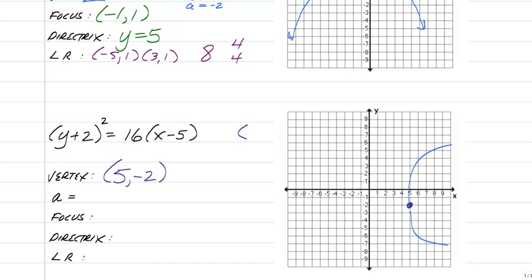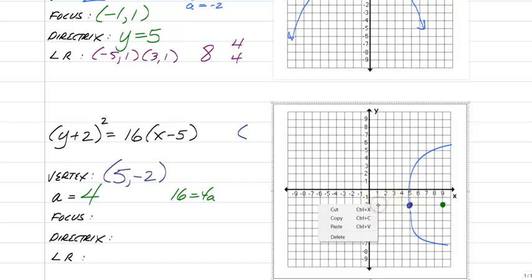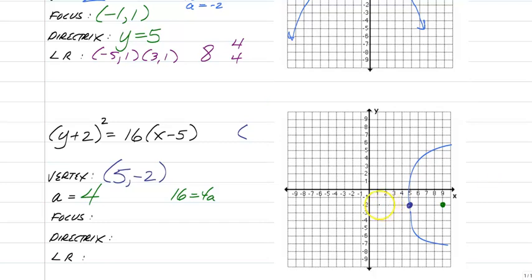Let's go find our a value. 16 is equal to 4a, so when we divide by 4, we know that a is equal to 4. Remember, a is a distance. We don't need to put a positive or a negative. The distance, or a, is 4. So that means it is 4 inside: 1, 2, 3, 4 to the inside. And 1, 2, 3, 4 to the left on the outside. But that is a vertical line because it has to be perpendicular. So our focus is at 9, -2, and our directrix is at x equals 1.